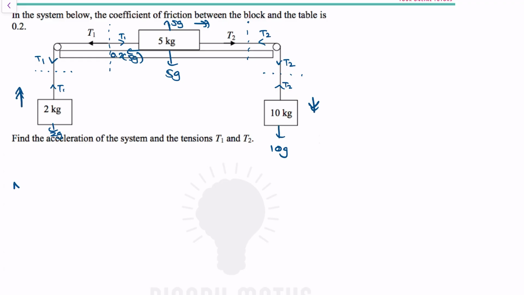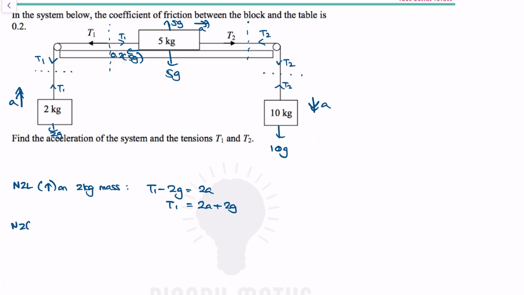So if we apply Newton's second law vertically on the 2 kg mass, then because it's moving up, we get T1 minus 2g must be equal to, because they're all connected, acceleration is the same throughout, 2 times acceleration. So T1 is equal to 2a plus 2g.